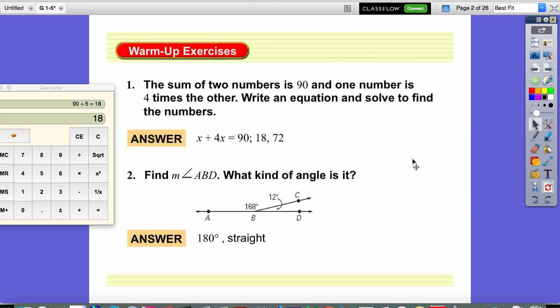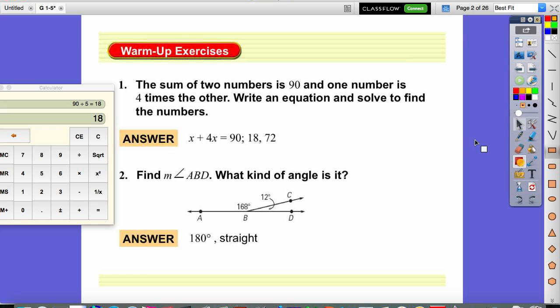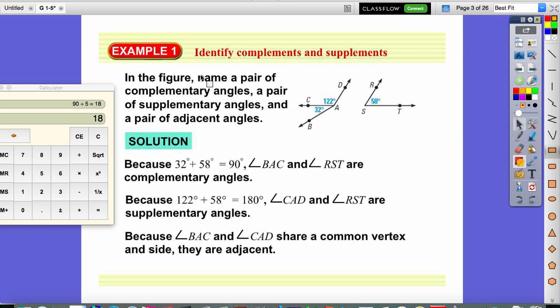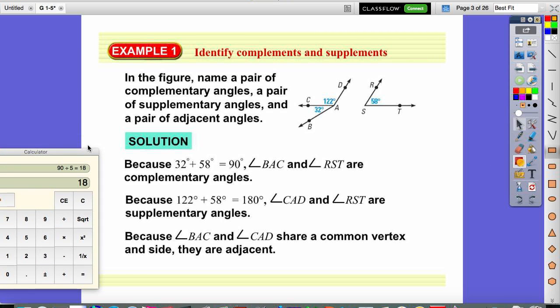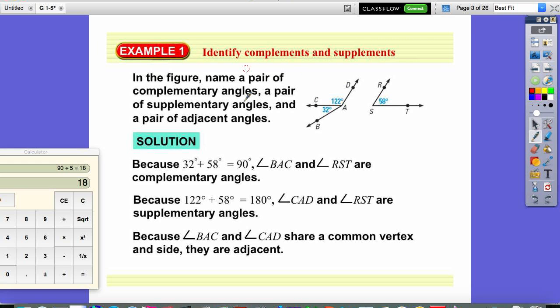What kind of angle is ABD? It is a straight angle. So we talked about this earlier. I'm not going to read through all this. I think it's pretty obvious. Name a pair of complementary angles, a pair of supplementary angles, or a pair of adjacent angles.